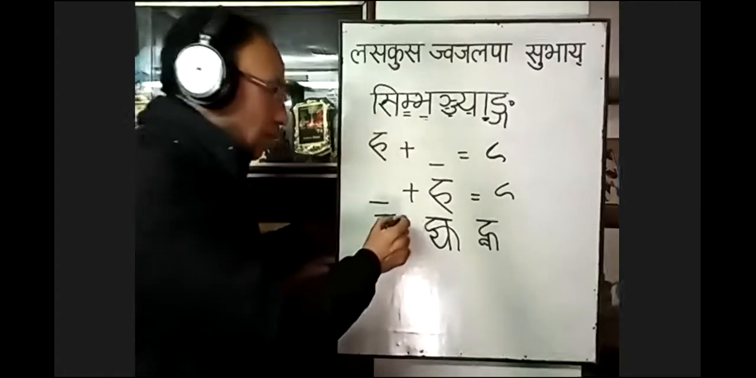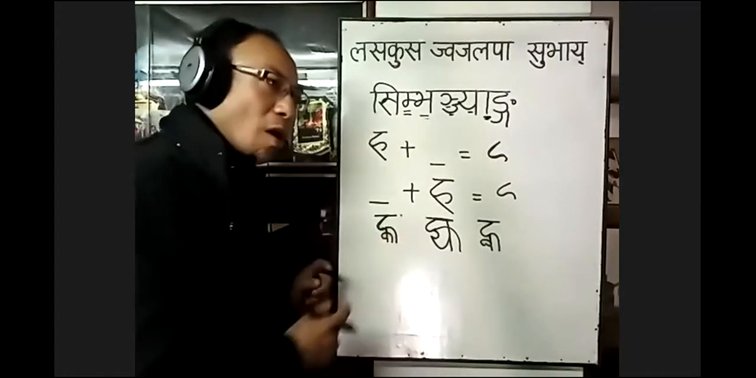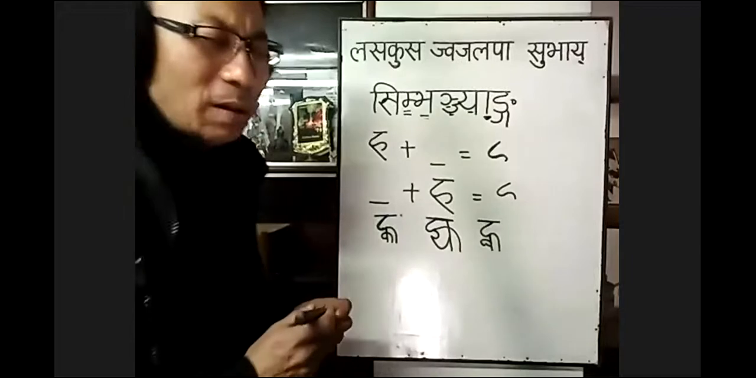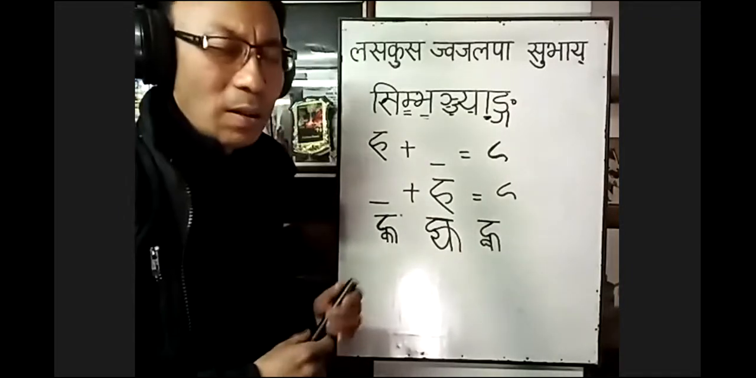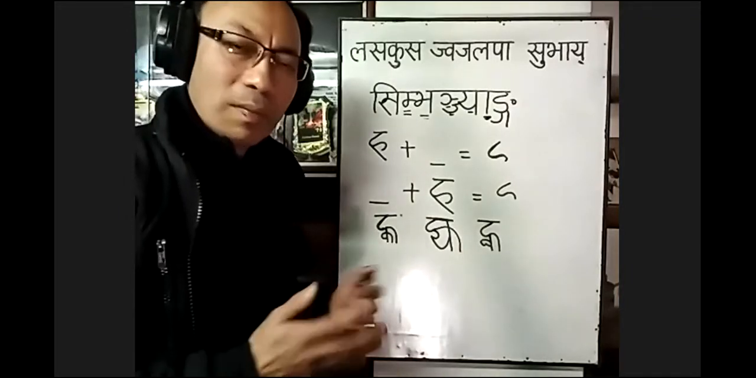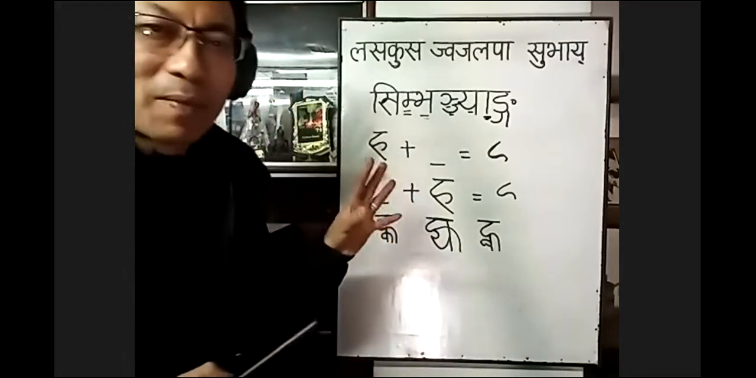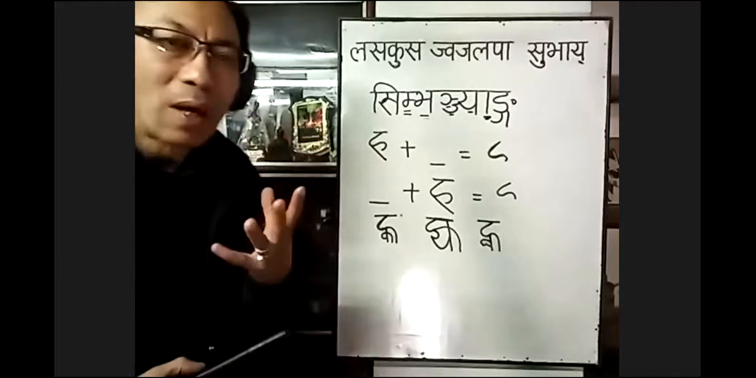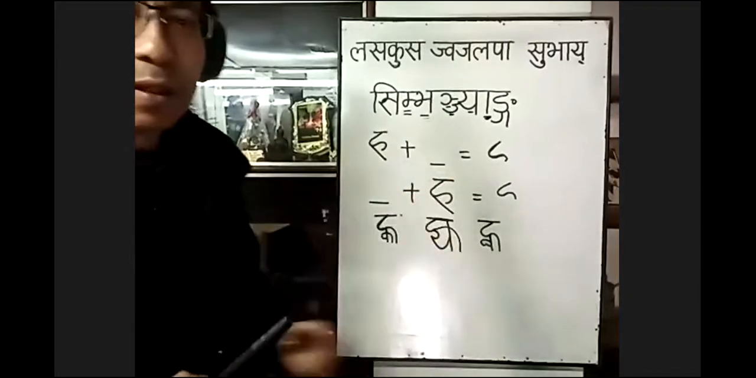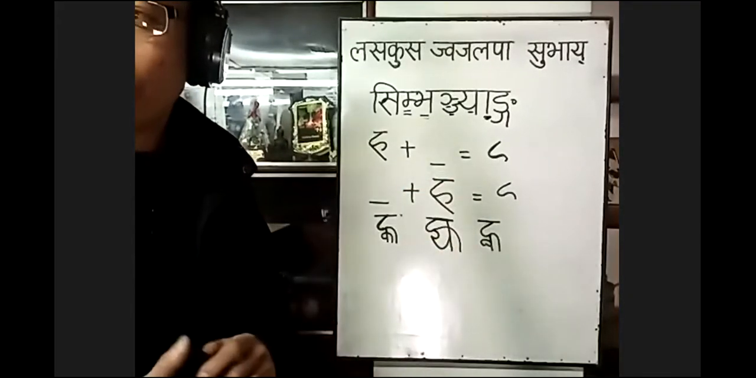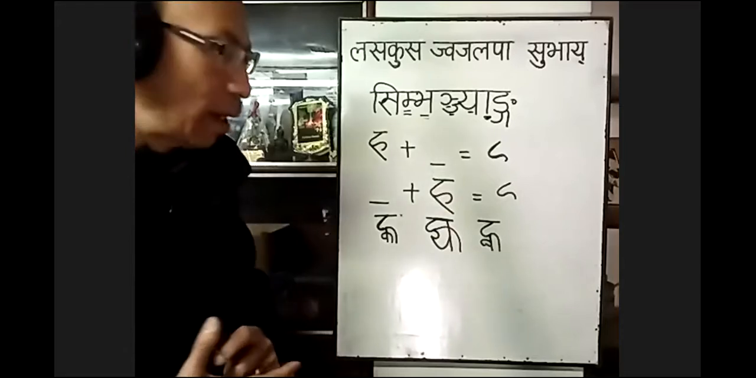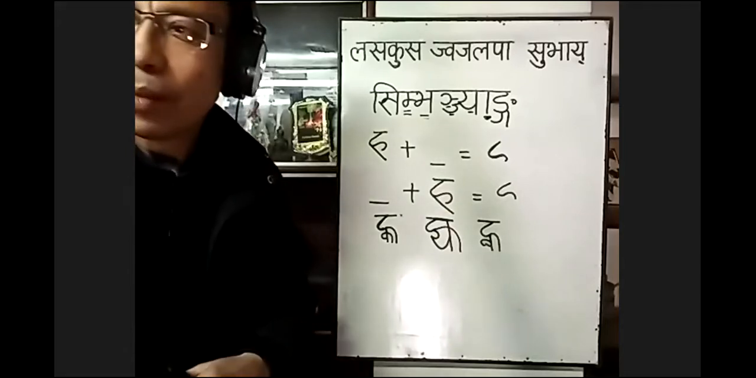But there are no other sounds like ka added to ha, or ga added to ha. No, there is no such sound. But some of the letters have the vowel sound. That's why we use this letter, ha. Okay. Now, any more questions?